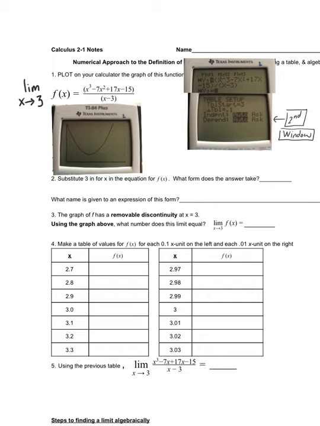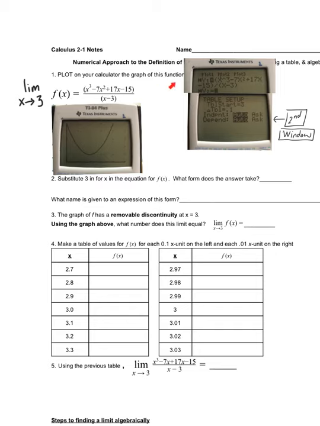Today we are going to learn how to find a limit on a graph, using a table, and algebraically. So right up, we're going to find a limit using a graph. Okay, so we have this equation right here: x cubed minus 7x squared plus 17x minus 15, divided by x minus 3.